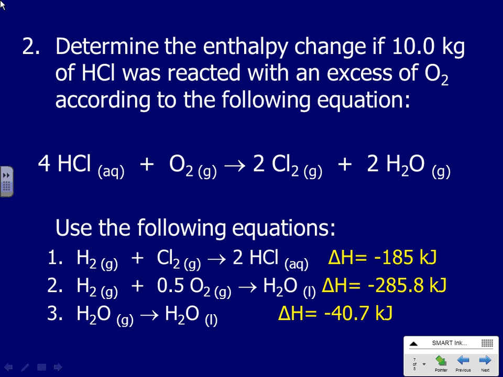So this one's a little easier. I've already given you what I want as the final reaction. Again, the states become very important. I don't know how far you are in the writing, but if you've made it to the third reaction, you'll notice I've given the simple reaction of converting H2O gas to H2O liquid, which means we may have to deal with that. It's not a problem.